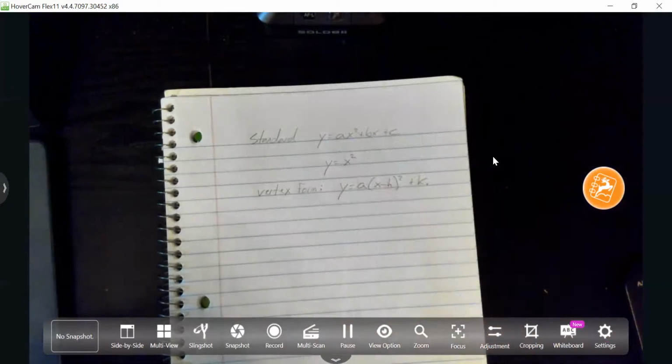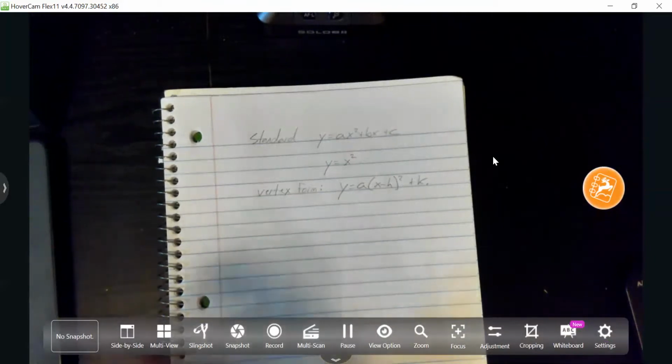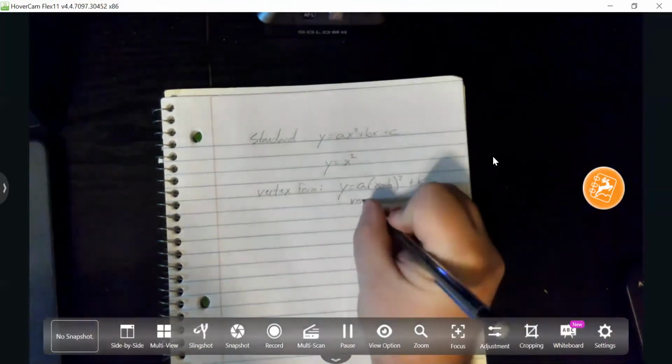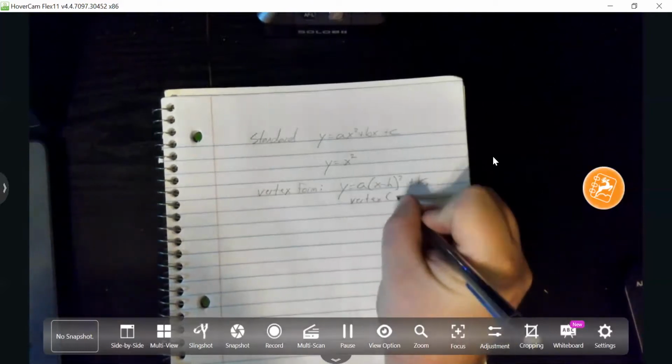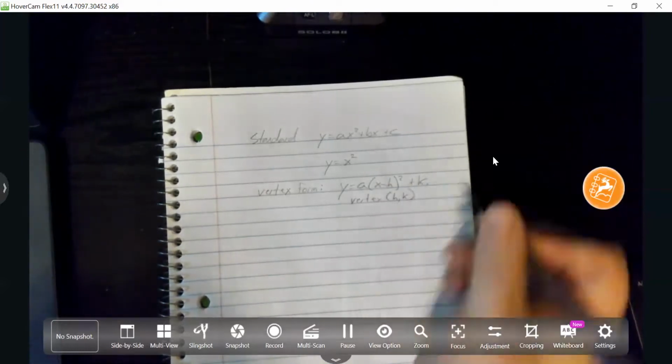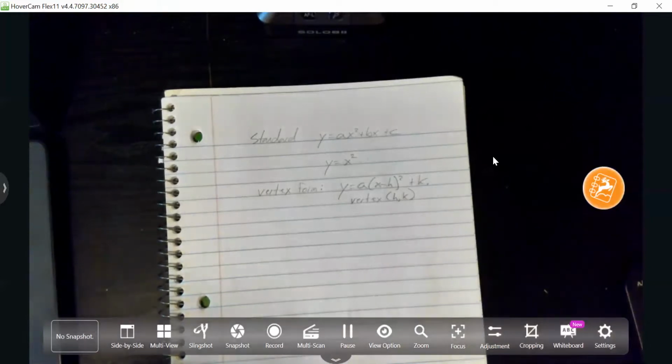Look at this: a still tells us whether we're shifting, going up or down, and whether it's narrower or wider. And our vertex is actually just the coordinate point (h, k). So it's much easier to get a graph out of. Let's try taking a look at this one.